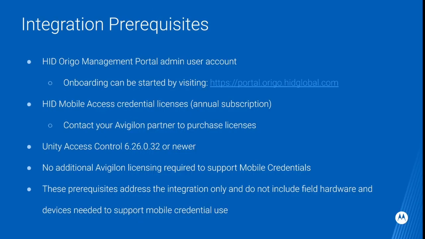First, you will need an Origo Portal admin user account. You will also need mobile access credential licenses, which is an annual subscription. You'll need to be running Unity Access Control version 6.26.0.32 or newer. And also note, no additional Vigilon licensing is required to support HID mobile credentials.